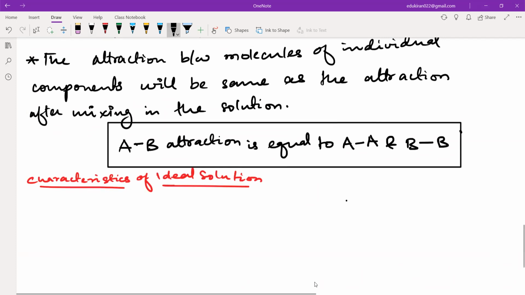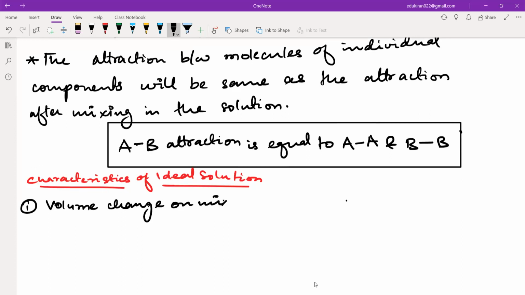Characteristics of ideal solution. Okay, so the first thing that you will write is volume change on mixing is 0. And now why is the volume change in mixing 0? Because if the attraction is equal, that means the molecules will be separated at the same distance, right? If they're separated at the same distance, they're occupying the same space, the same volume. Is that clear? Yes or no?